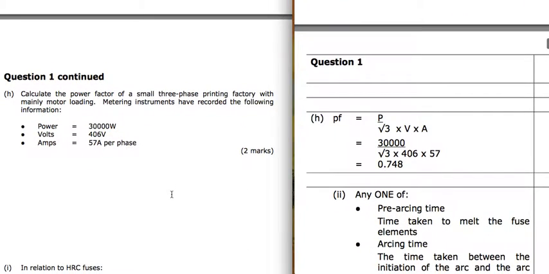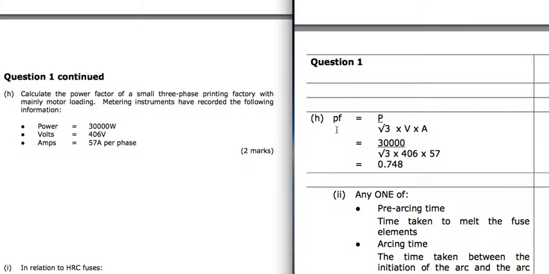H, we're going to find the power factor. Three-phase printing factory with mainly motors. So the power, we've got 30 kilowatts, 406 volts, 57 amps per phase. So the power is equal to √3 VI.